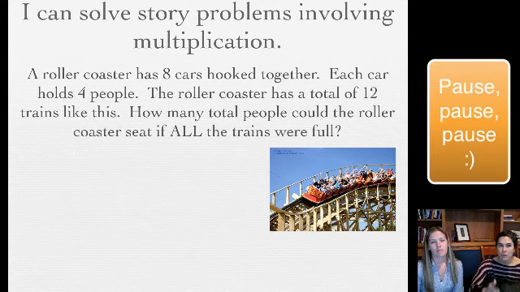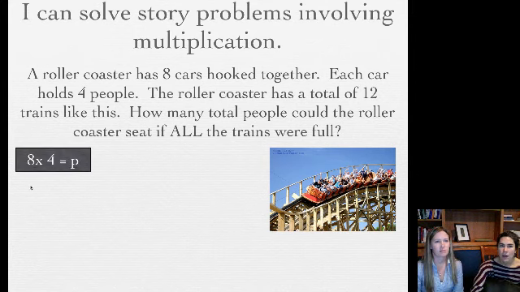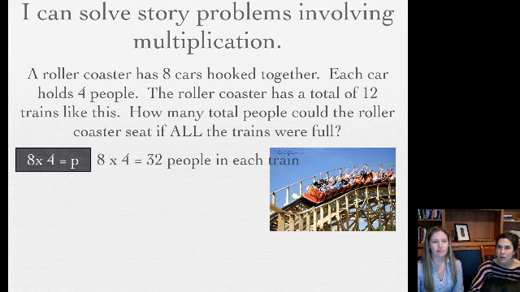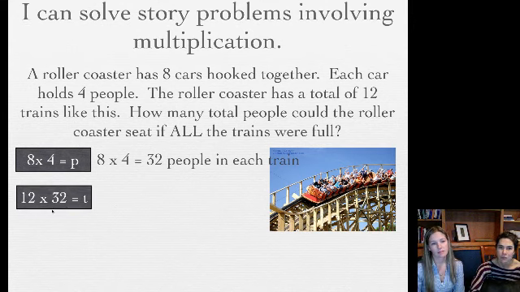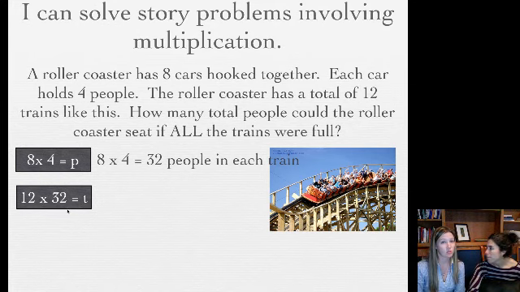So, once again, you've paused, and now you're going through. And hopefully what you realized is first, you had to think about how much a car would hold. So 8 times 4 would equal 32 people in each train, and then you have a total of 12. So you really have to multiply twice. Now you have to think about 12 times 32. And if you only said the answer was 32 and now you know that's different, you better pause again and try and solve this one.